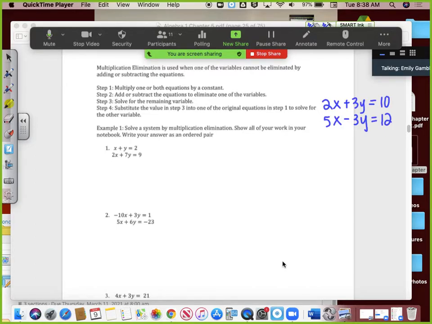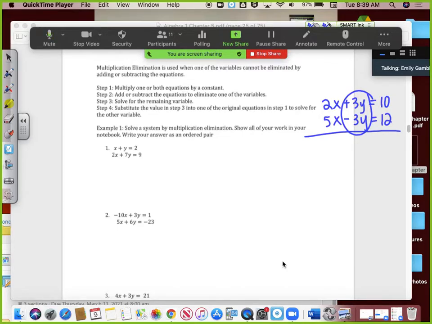Yesterday, every single one of the problems could be eliminated because you either had opposite numbers like 3y and negative 3y, or you had the same numbers like 3y and 3y, and you could either take the two equations and add them, or take the two equations and subtract them to eliminate one of the variables. Today, we're going to be seeing situations where you cannot just take one of the equations and add the other to cancel out the variables.